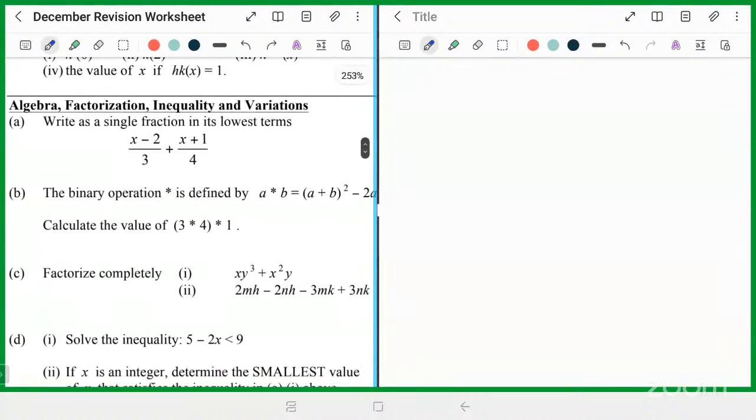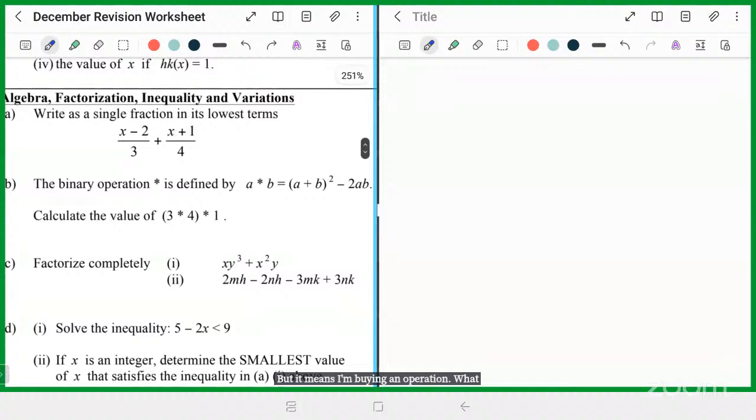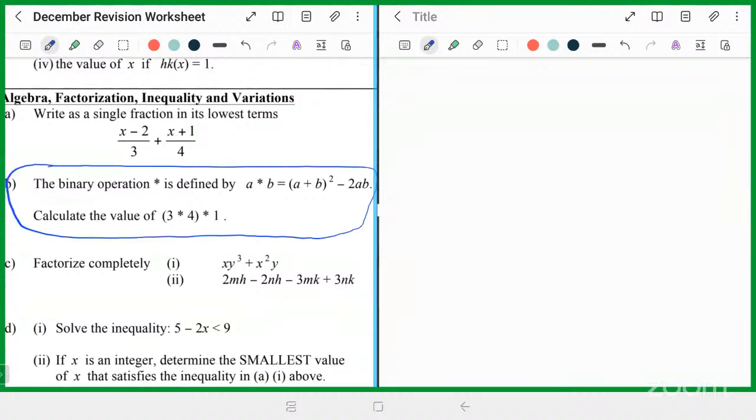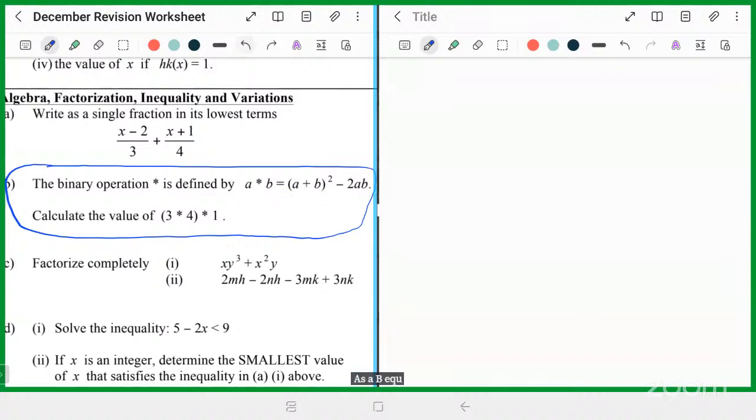Part B is a binary operation. What we call a binary operation, this one. So it defines a binary operation. Binary means operating on two values. It defines a binary operation star as A star B equals this. So you're adding the two values, squaring that result, and then subtracting twice the product. That's what star does. And it's asking us to work this out.